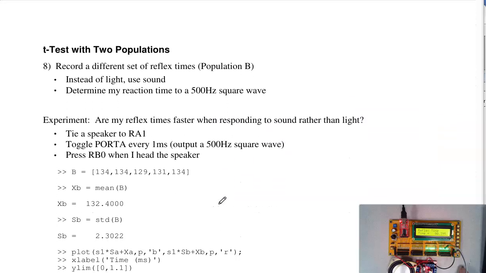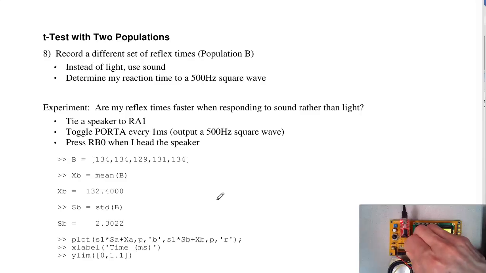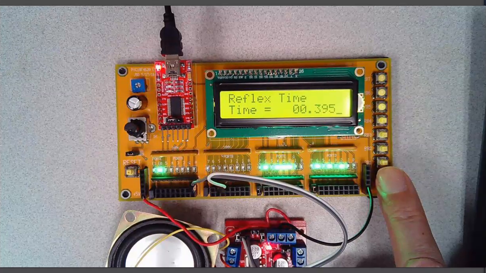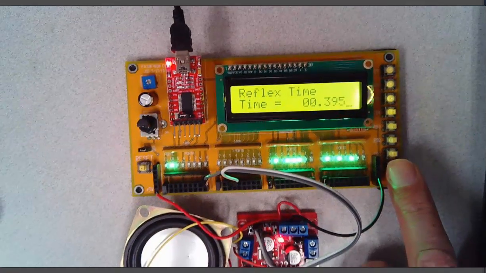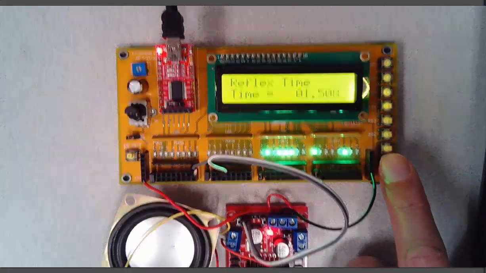Two-sided t-test. To do that, I need a second set of data. So what I'm going to do is, instead of using light, I'll use sound. I'm going to toggle the light and take it to a speaker. So here I just connected it to a speaker down there. When the sound comes on, I hit the button.